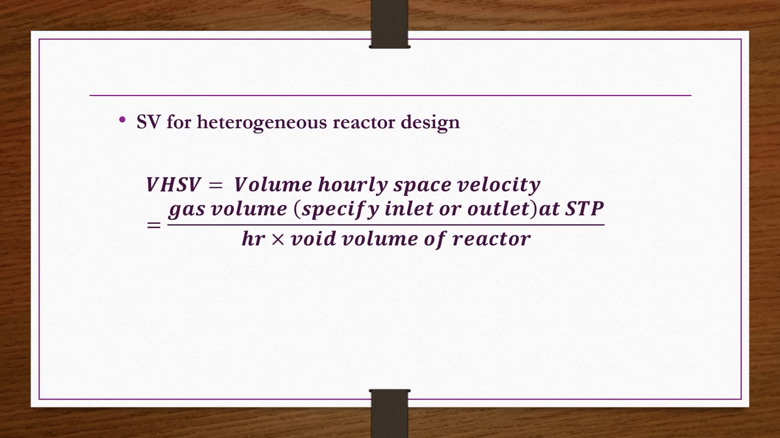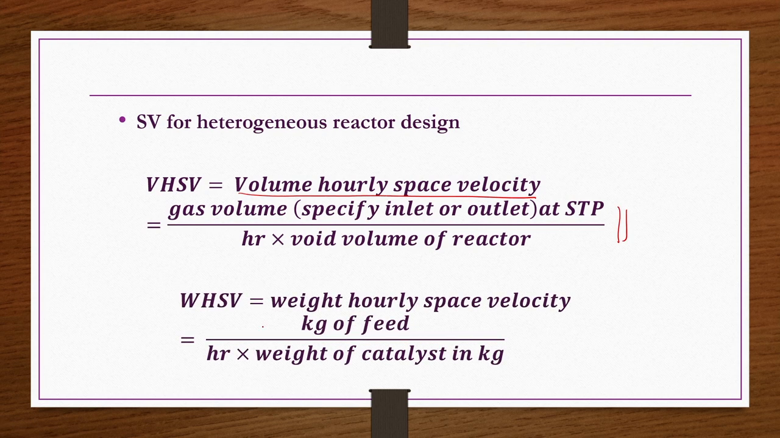One way is VHSV, that is volume hourly space velocity, which is nothing but gas volume, specified whether inlet or outlet at STP, per hour per void volume of the reactor, okay? This is one of the definitions. Then WHSV, weight hourly space velocity, which is nothing but the mass rate of the feed per mass of the catalyst. Space velocities, if you see, the units are inverse time units, okay?